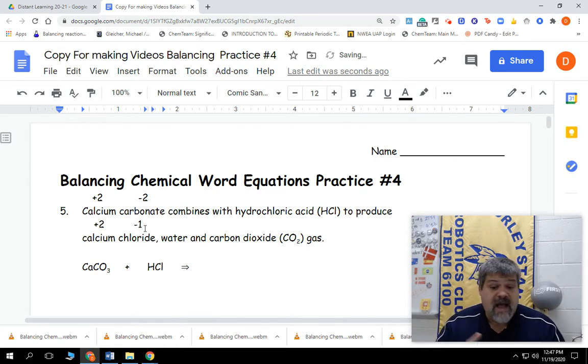And again, they do not cancel each other out. So what do we have to do? We have to crisscross. So we're going to crisscross them. So we're going to put a 1 right here and a 2 right there. So when we go ahead and write this out, we're going to put our symbol for calcium. We only need 1, so we don't have to put a subscript. Then we do chlorine, and we have to do a subscript for this one as 2.